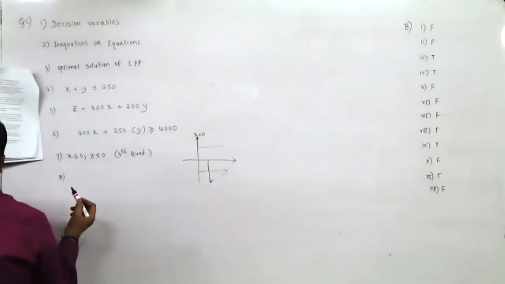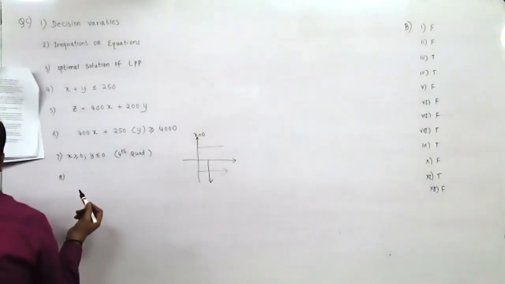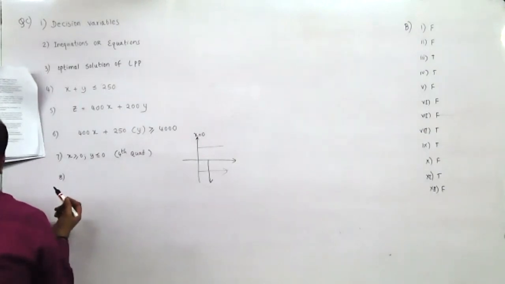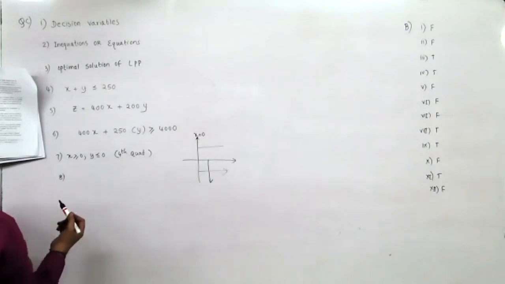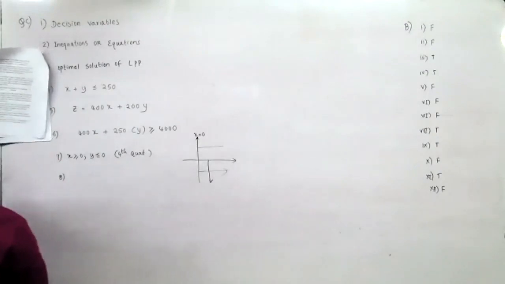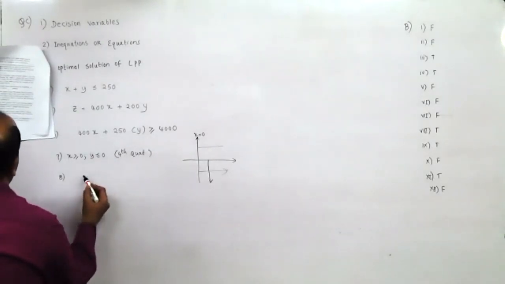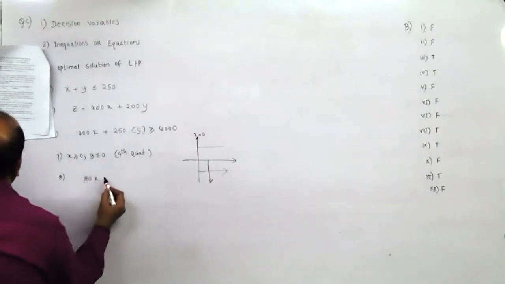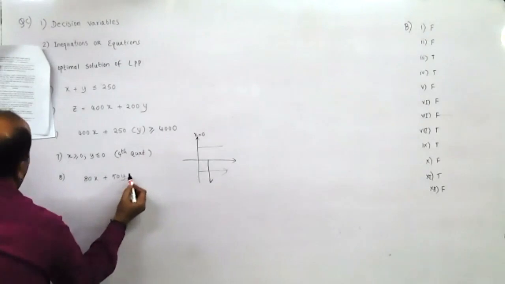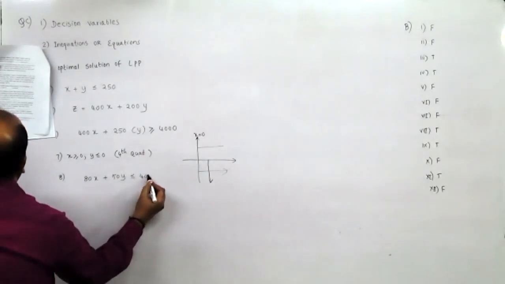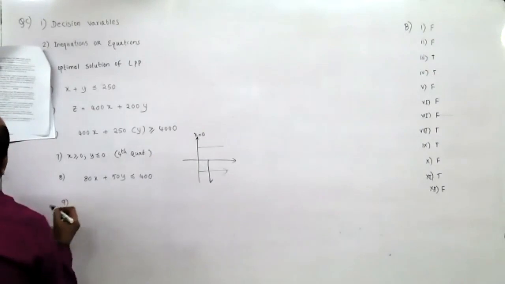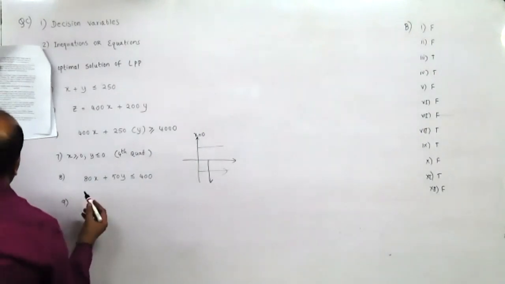Eighth one, Haram requires, they should have said Haram requires at most 400 calories from his breakfast. So breakfast, he has to get at most 400 calories. Each bowl of oats and a glass of milk provides him 80 calories and 50 calories. So 80 into X plus 50 into Y at most. That means it should be less than or equal to 400. Sir, it's correct.